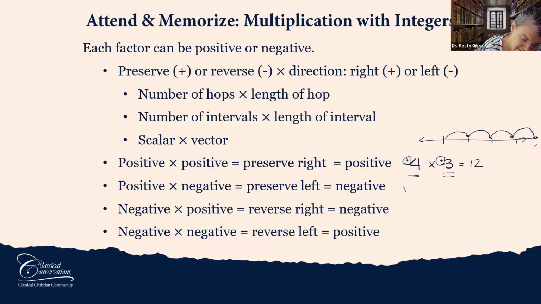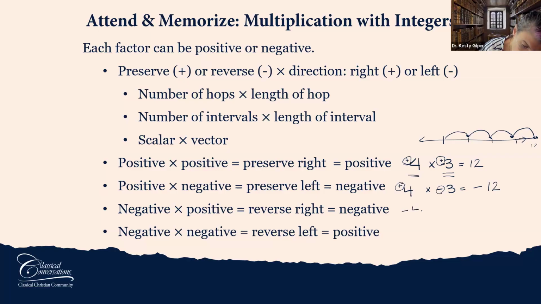If I had a positive times a negative, I would say, okay, this is a positive. So if I look at my direction first, I'm going to preserve my negative direction, or my left. So whatever I end up with has to be negative. Because this says don't change it. This says you're going left. Then I do my numbers, 4 times 3, that's 12.